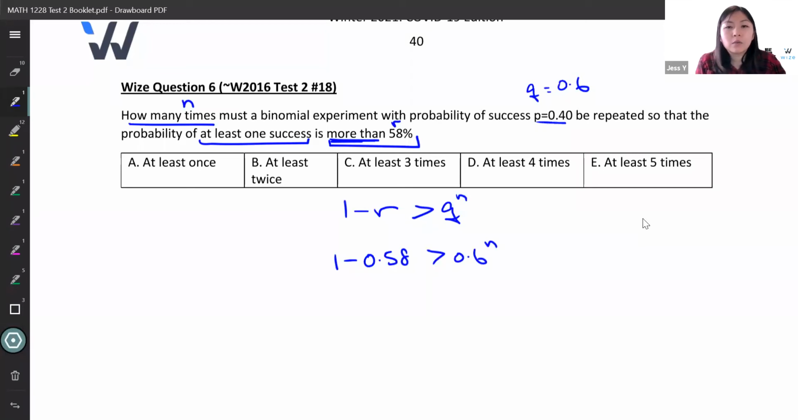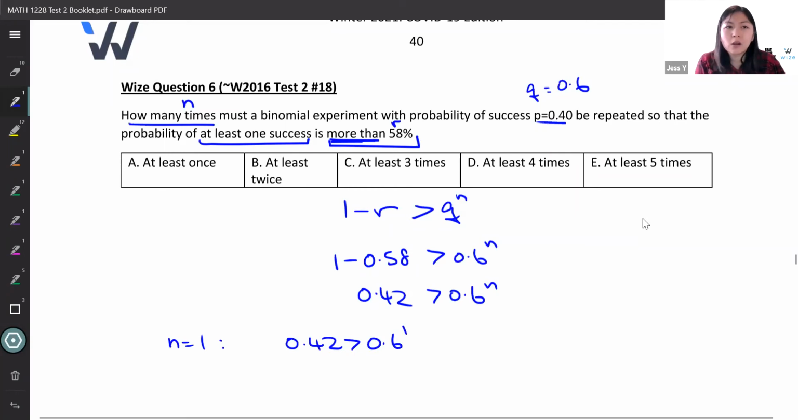Let's simplify this. 1 minus 0.58 is 0.42, which is greater than 0.6 to the n. We need to figure out the smallest n that works for this inequality. So we're going to start with n equals 1. So the inequality is 0.42 is greater than 0.6 to the 1. That's not true, right? 0.42 is not bigger than 0.6, so that's not true.